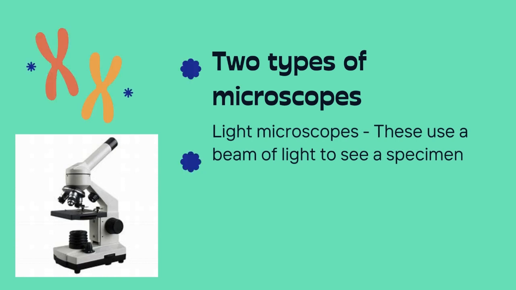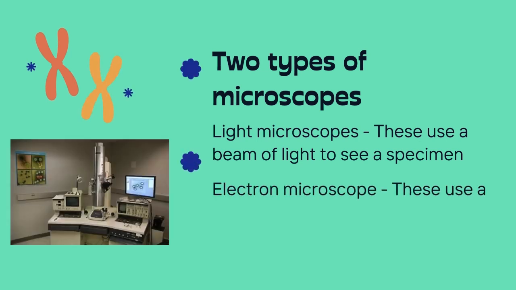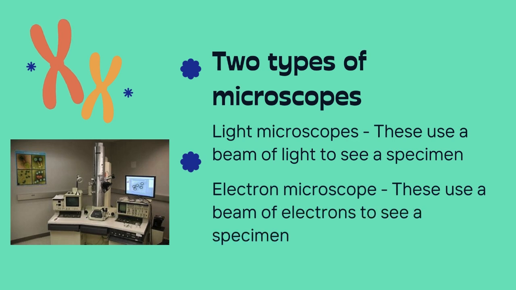However, they produce 2D images only and have a low magnification and resolution in comparison to electron microscopes that use a beam of electrons to see a specimen. These have a higher magnification and resolution and can produce 3D images. However, they are more expensive, take up a lot of space, and training is required.